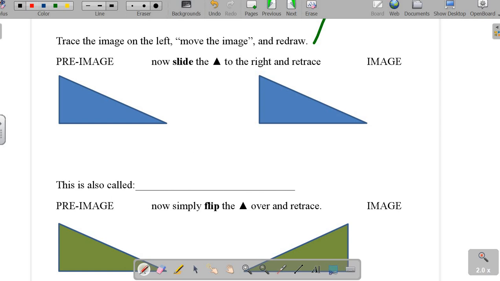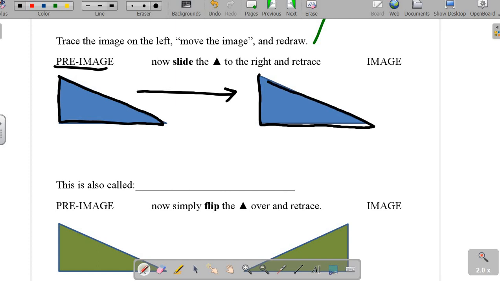If we take a triangle, I'd like you to physically trace this triangle. That's called a pre-image. And if you were to simply slide the triangle over, you have the exact same triangle. That's called the image. That slide, the fancy geometric word for sliding a shape around, is translation.